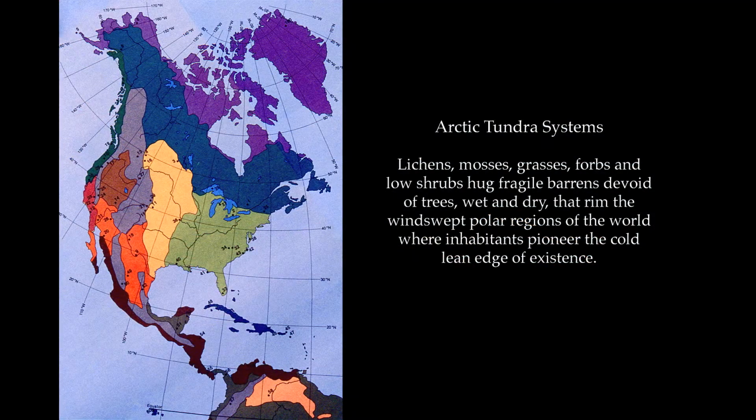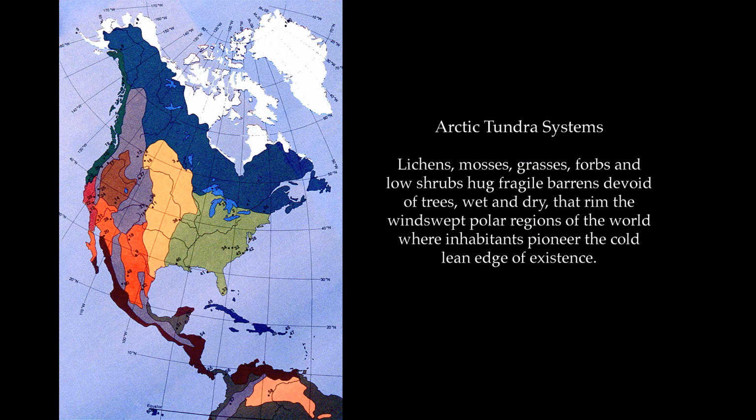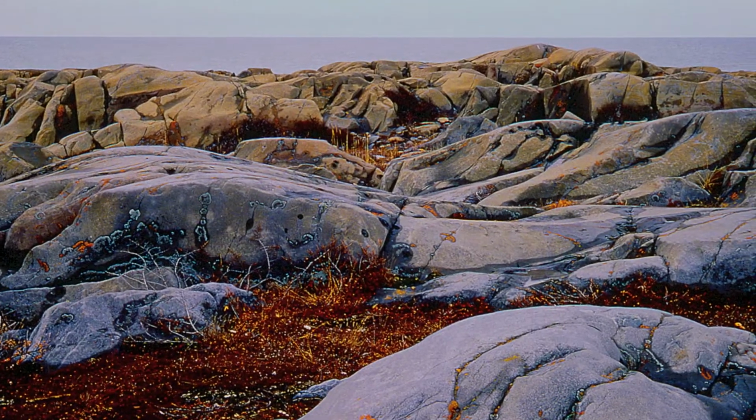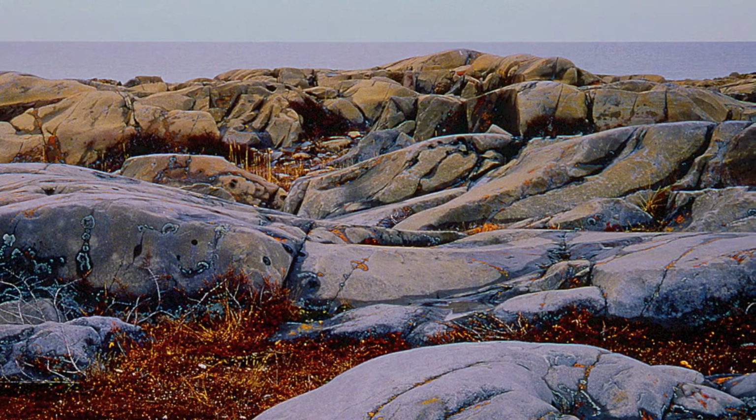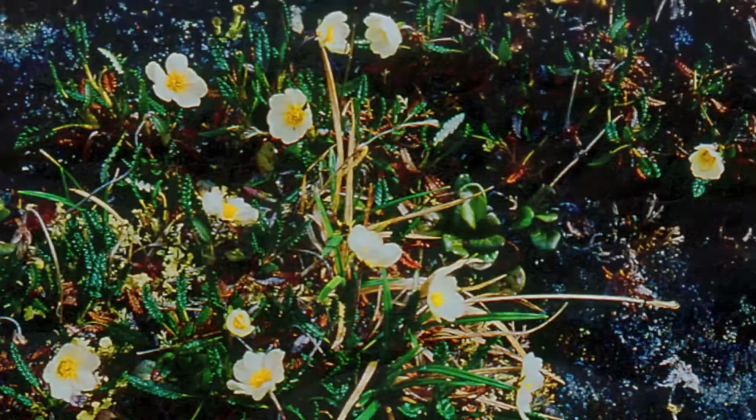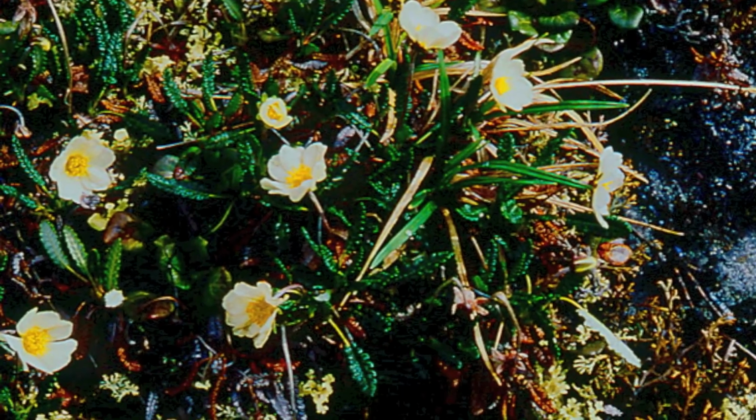Arctic tundra systems. Lichens, mosses, grasses, low-growing wildflowers, heath and willow shrubs hug wet and dry barrens devoid of trees that rim the windswept polar regions of the world, where hardy inhabitants pioneer the cold lean edge of existence.